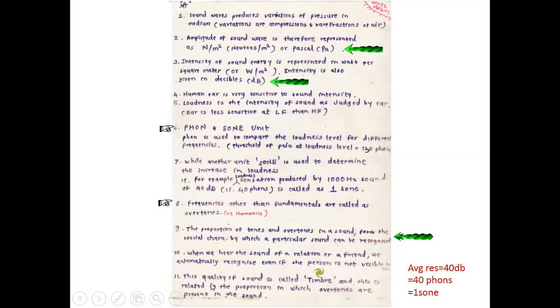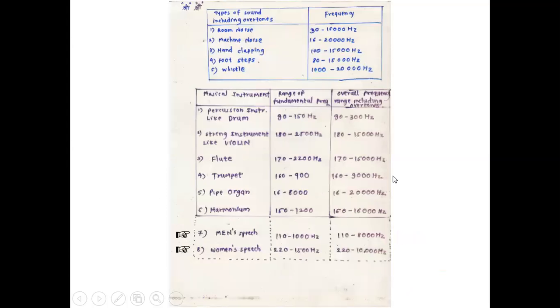Okay, now one more effect is there called timbre effect. So whenever you speak, let us say a main speech is there, all of you give attention. Let us say this percussion instrument, the drum: whenever you play the drum, fundamental frequency range is 90 hertz to 150 hertz. But if you go for overall frequency including harmonics, not harmonics, you call it overtones, then it goes up to 300 hertz. If you go for a string instrument like violin, fundamental frequency is this, and if you consider the overtones, it goes from 180 to 15 kilohertz.